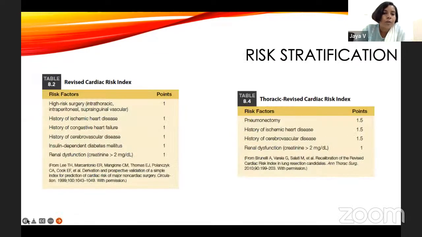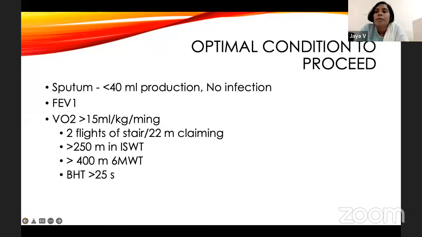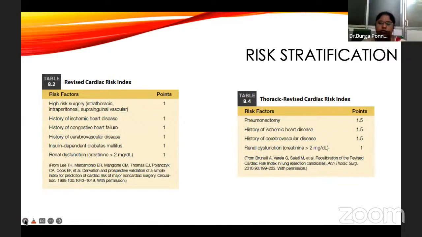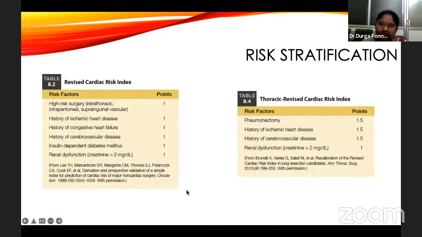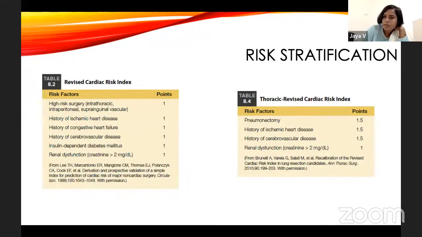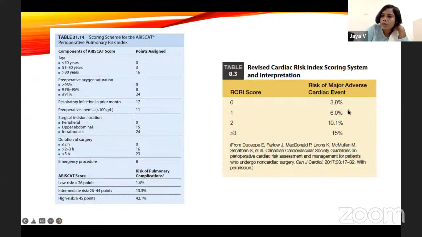Okay. So how do you do risk stratification for this patient? Revised cardiac risk index. There are 6 points in the revised cardiac risk index score, each carries 1 point. They are history of ischemic heart disease, history of CVA, history of congestive cardiac failure, diabetic patients receiving insulin, and renal creatinine greater than 2. Okay, what is the revised thoracic RCRI? Thoracic surgery, the first 3 points, with pneumonectomy carrying 1.5 points, history of IHD, history of CVA, and creatinine greater than 2. Okay, this shows that the major cardiac events risk is 15% if the points are more than 3.